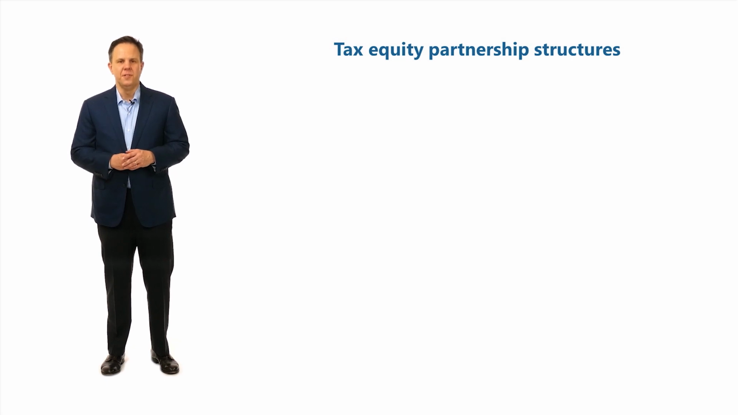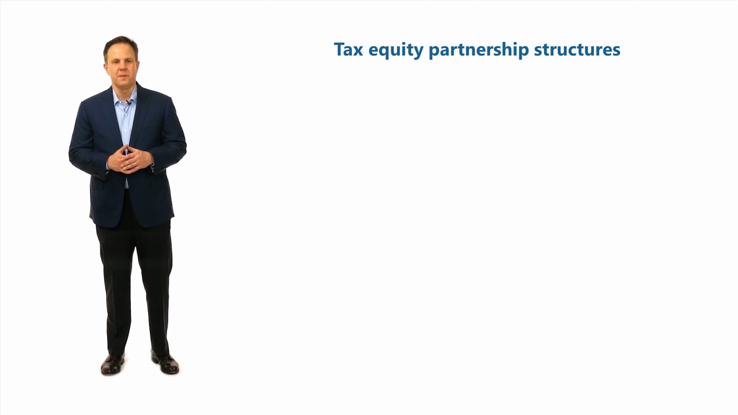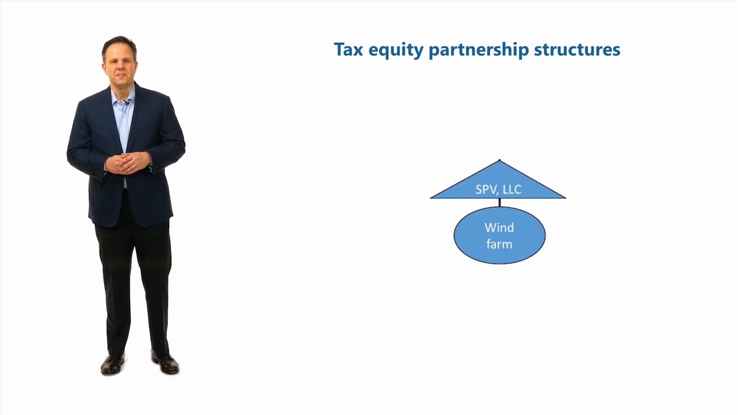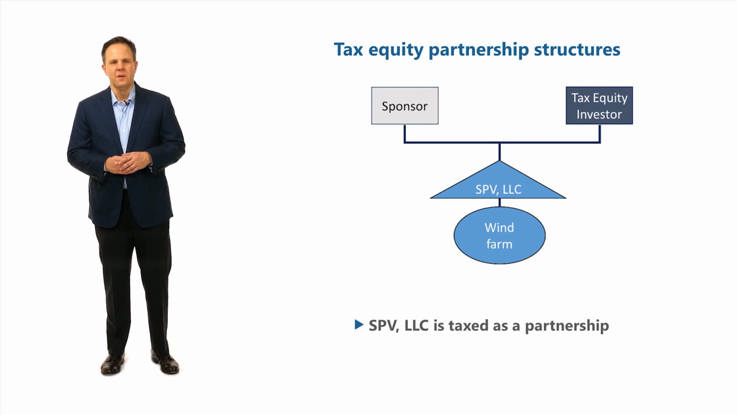But before I get too deep into the weeds, I'd like to provide an overview of how these deals are typically structured. Most commonly, a renewable energy project, like a wind farm, is owned by a limited liability company that is taxed as a partnership due to having more than one member. Those members are the sponsor and the tax equity investor. We refer to these LLCs as partnerships for the sake of simplicity.